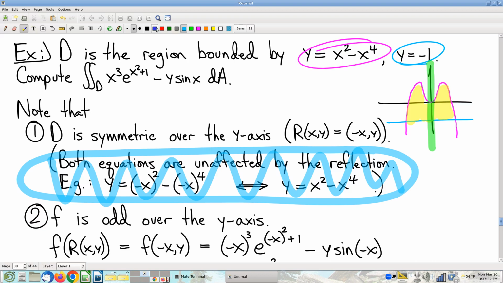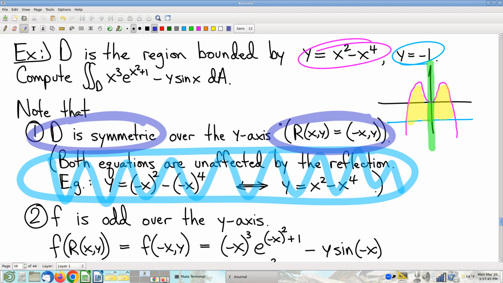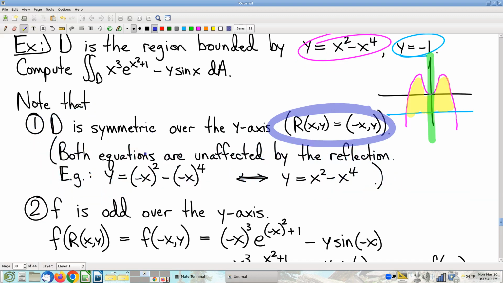You do, however, need to note that your domain is symmetric. If you're going to use a symmetry theorem, you need to tell me that the domain is symmetric explicitly. And you also need to tell me what the formula for the reflection is. Now let's talk about the latter. Why do you need to show me the reflection formula?